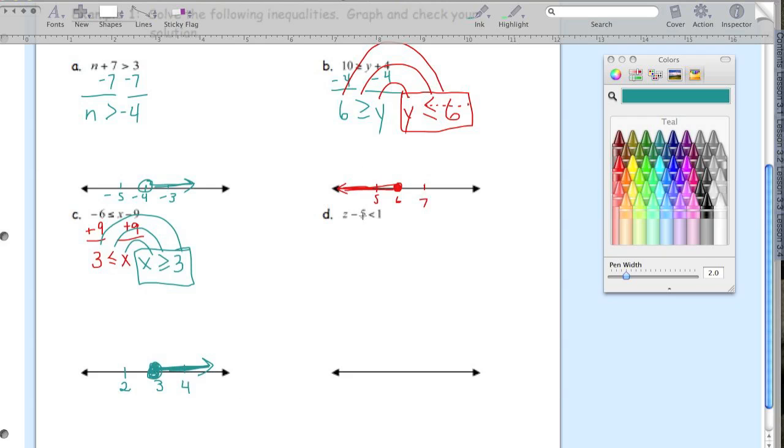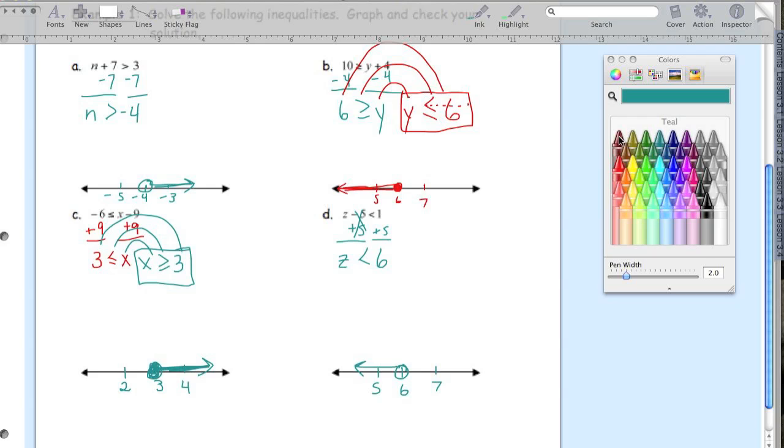Last one is z minus 5 is less than 1. So I'm going to add 5 to both sides. Z comes down, those cancel. Less than comes down, 1 plus 5 is 6. Okay? So we're going to do 5, 6, 7, open circle because it's just less than, and we're going to shade to the left. Okay?